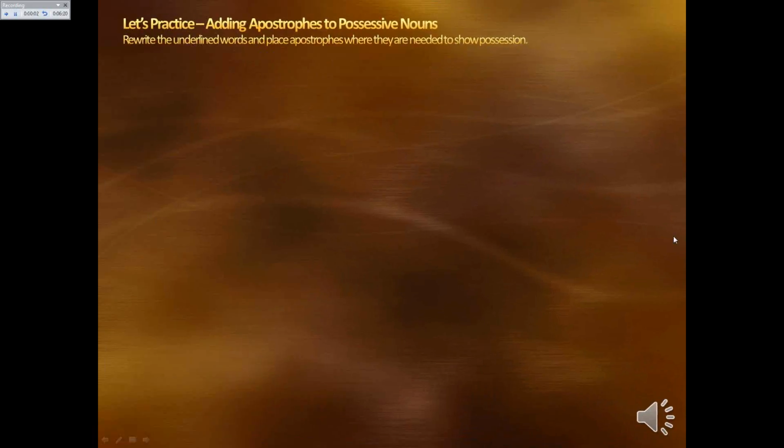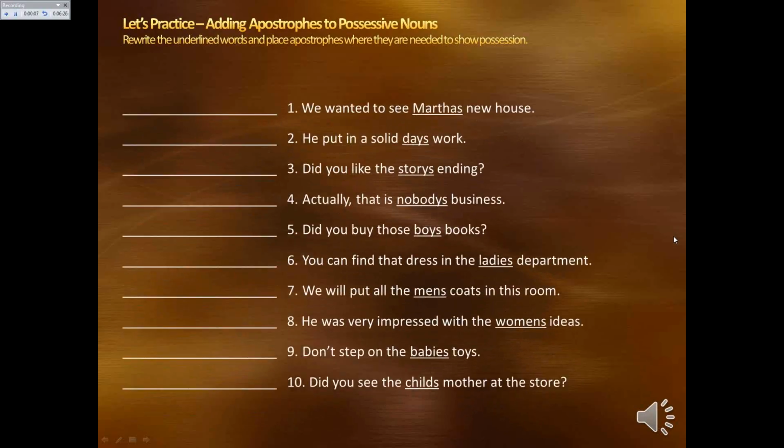Then we're going to have some more practice adding apostrophes to possessive nouns, and again you're going to add the apostrophes to show possession. The difference between these two, of course, is that you've already got your sentence and your phrases, so you're not going to have to rewrite them. You just simply have to find out where you're going to put the apostrophe to show possession. So in this case, you would look at Martha and say, well, is her name really Martha or is her name Martha's? Well, her name is Martha.